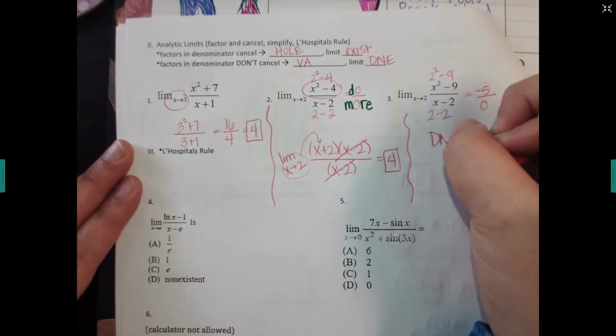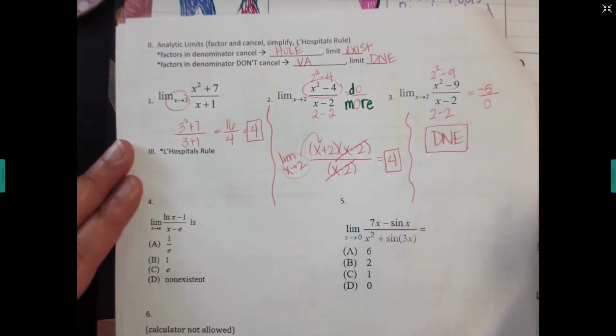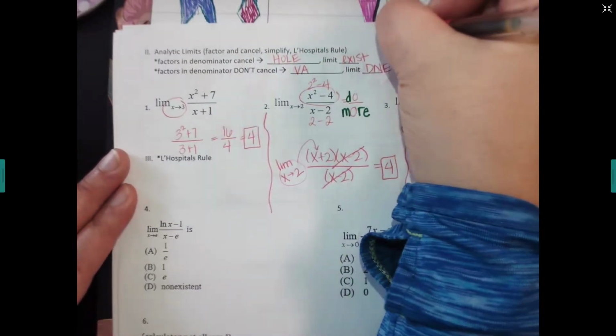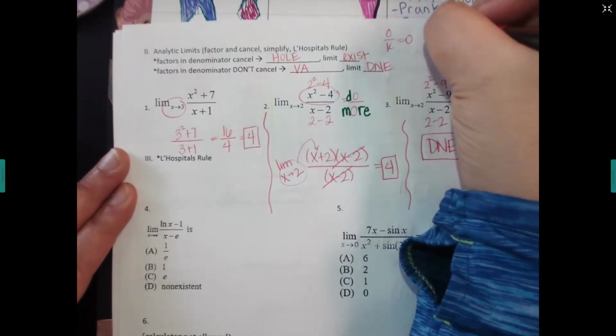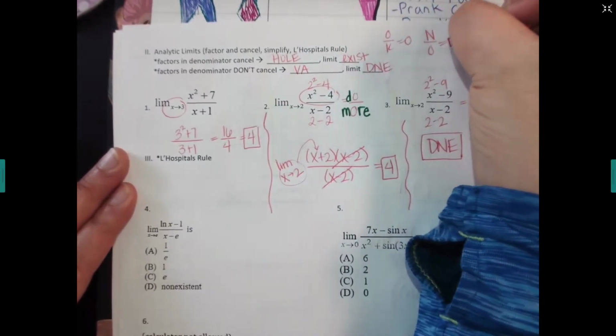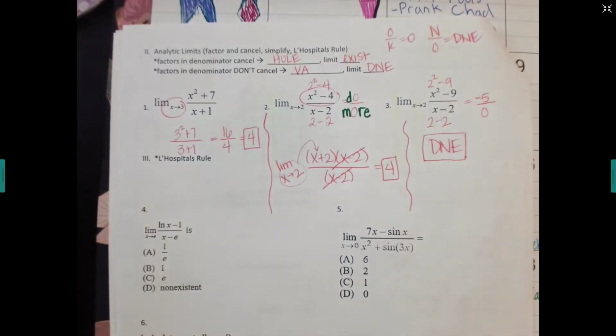DNE. Okay, and then if you remember on our little cheat sheet when we did this, we said it's okay to get 0 on the top, but no, you can't have 0 on the bottom. And then remember the third option would be that it could be 0 over 0. That's when you would do more. Okay.